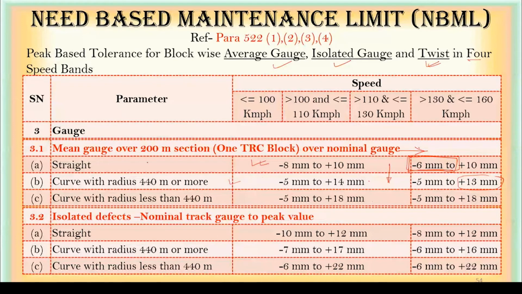Okay. Then this was mean gauge, and if mean gauge tolerances से isolated gauge हमेशा ज़्यादा allowed रहेगा. So we can see here this was -8 to +10, but in case of isolated gauge on a straight track this tolerance has been increased to -10 to +12, and as speed increases this value will decrease similarly. For twist also you can see it here. Three limits are given.